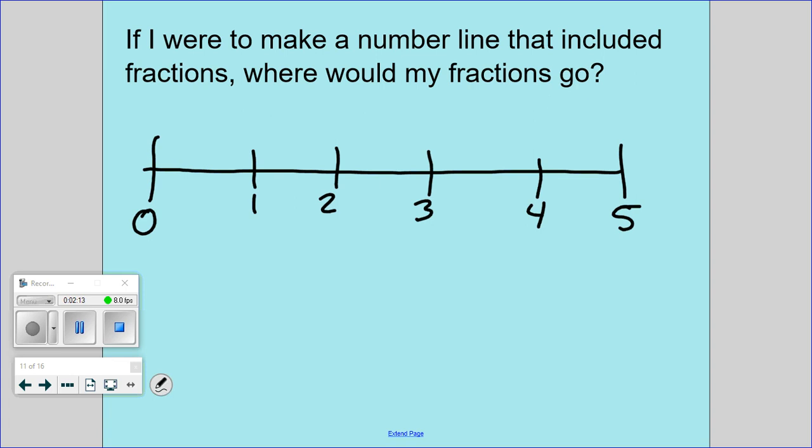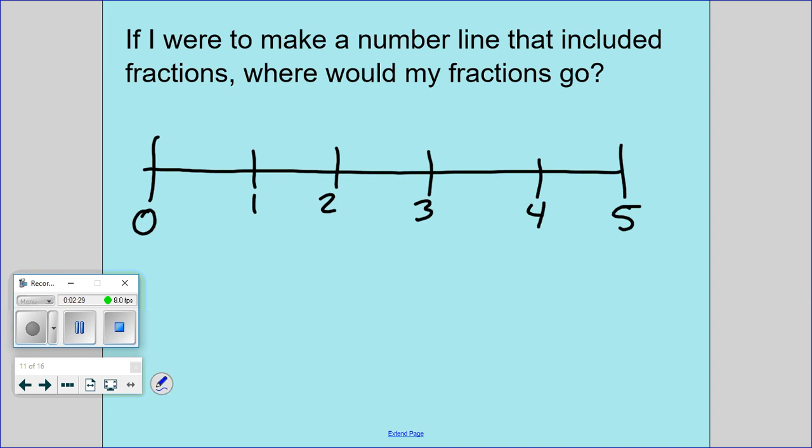I want you to turn and talk to your table mates. Where do you think your fractions are going to be? Where are my fractions going to go? What do you think? Where are they going to go? Where can I put these fractions?